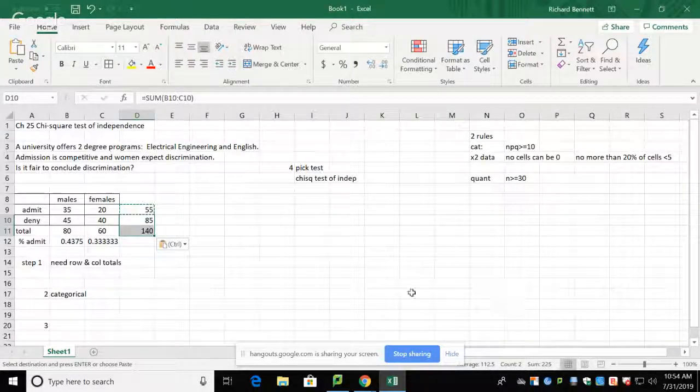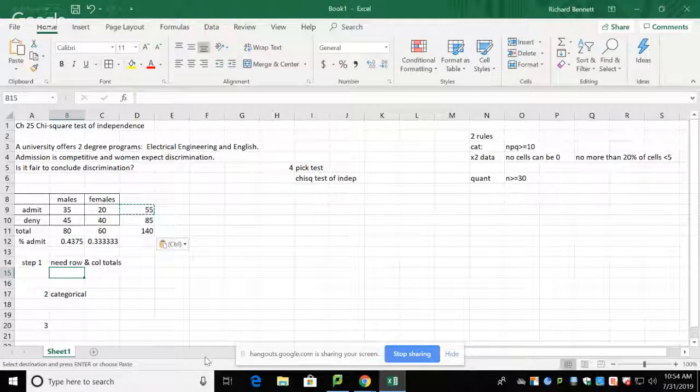Okay. So step 1, you need your row and column totals for a chi-square test. Step number 2, is it quantitative or categorical? We decided it was categorical because the categories are, Aaron, give it to us again. Admitted and denied. Some people say male and female. Male and female are the groups, they're not the categories. Step number 3 is find what? Step 2 is just categorical or quantitative, and it's categorical.